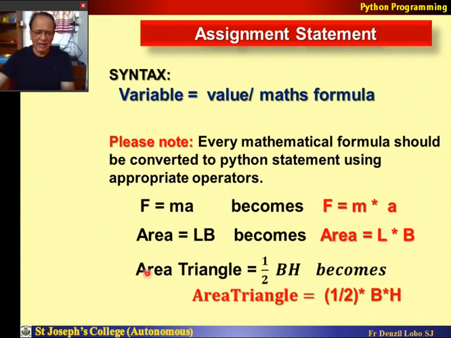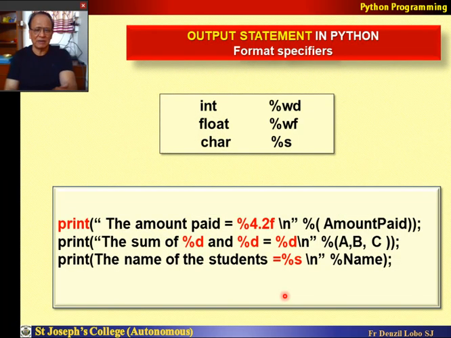And for example, area triangle. I have left a space here. This is in mathematics: area equal to half BH. That becomes, you have to remove that space, make it one word. Area_triangle is equal to half into B into H. So this becomes the mathematical expression. This one is the assignment statement. I calculate and the resulting value is assigned to this variable called area triangle. So this is the assignment statement.